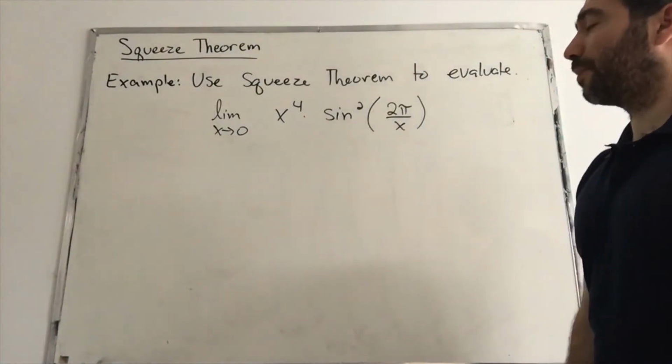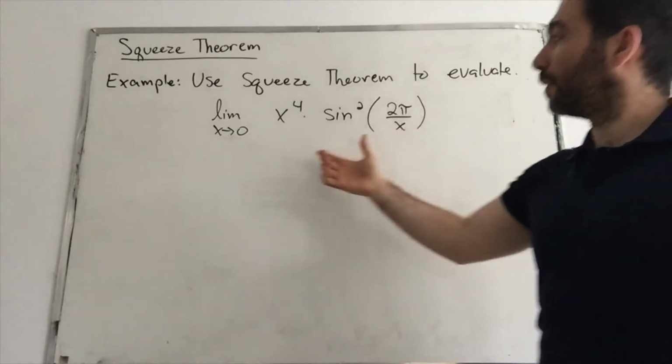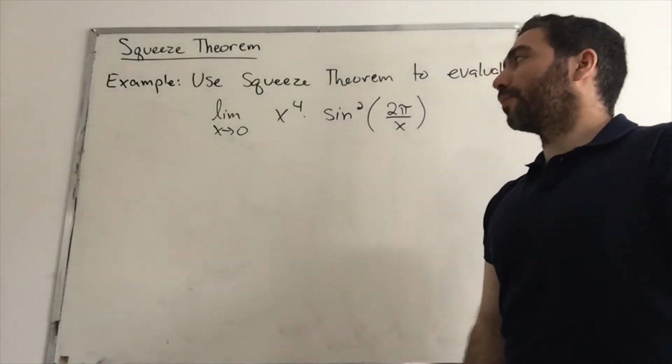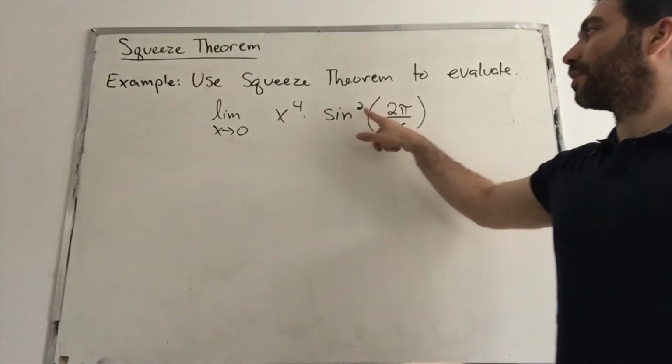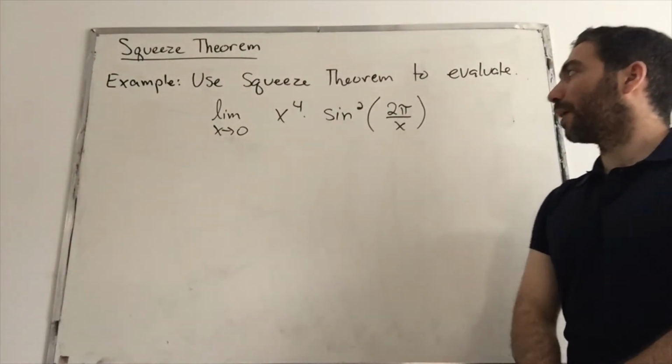Okay, so in this example here, they're asking us to use Squeeze theorem to evaluate this limit as x approaches 0, x to the 4 times sine squared of 2 pi over x.